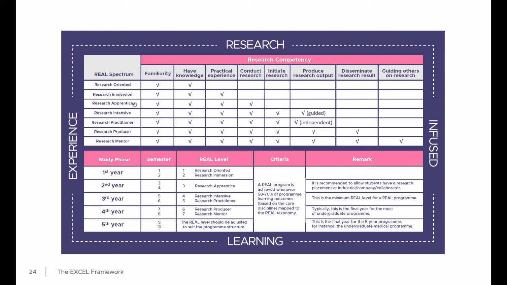Level 3, they conduct research. Level 4, they do research and then produce some output with guidance. Of course, they do research and will produce their output, but this is guided. So like I say, 70% comes from the supervisors.